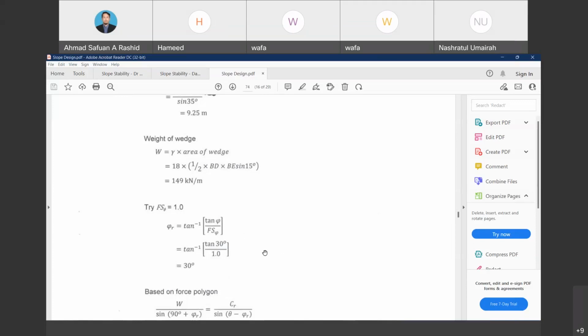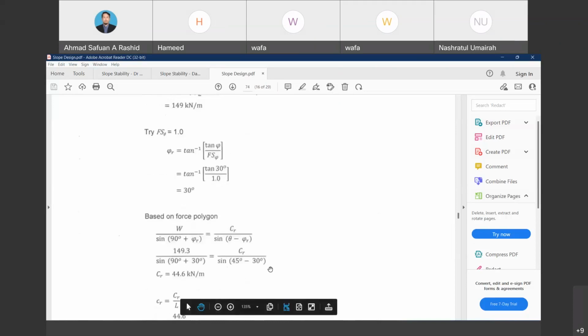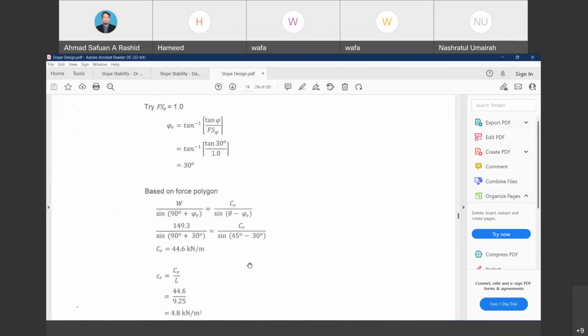Okay. For the phi r, tangent, firstly we assume that Fs is equal to 1. The tangent phi times tangent phi over Fs. Then we obtain phi r is equal to 30. So based on the first polygon, the same that we have discussed previously, we include all this information to obtain the CR. So the CR is equal to 44.6.